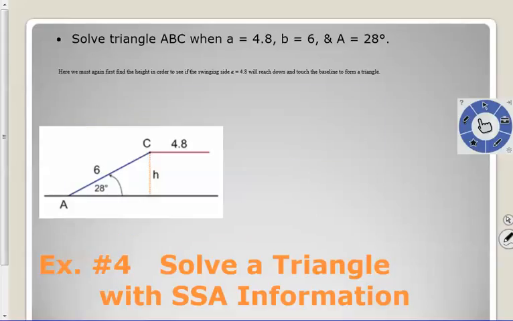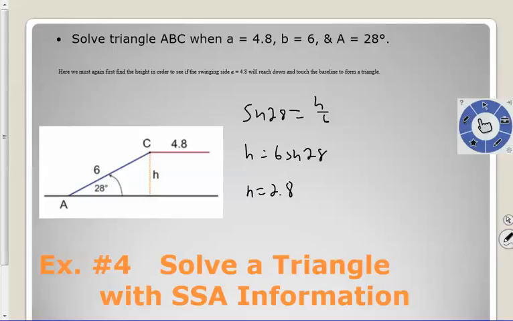We got that. Now here's this guy. Again, we have this triangle, and they give us these sides. You have to find the height h in order to see if it is possible. So in this case, we're going to do the same thing we did before. Sine of 28 is equal to h over 6. So h is 6 times the sine of 28 degrees. So h is 2.8. Well, since that is smaller, we actually have two triangles now.